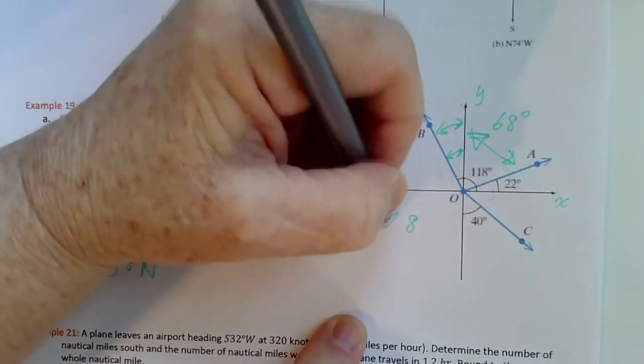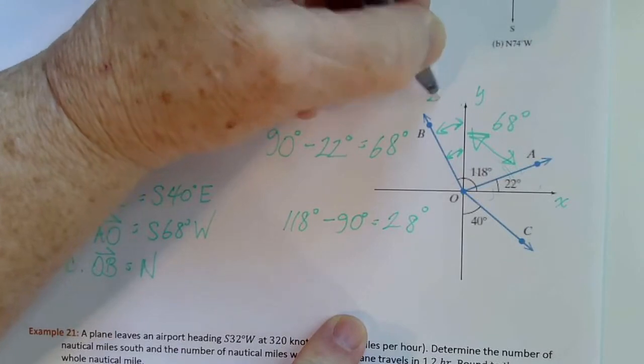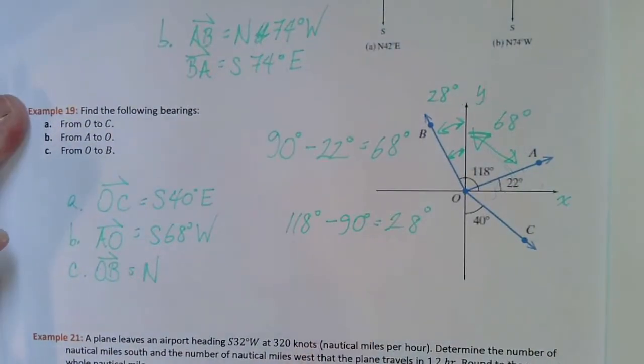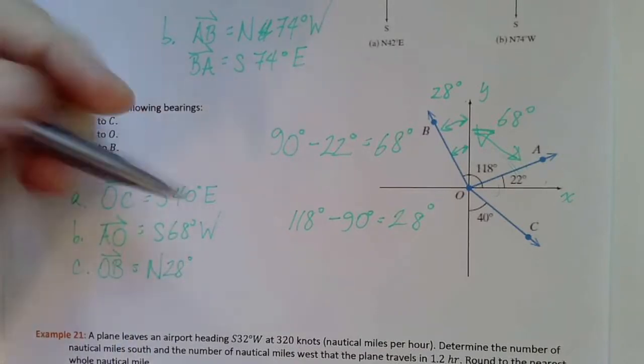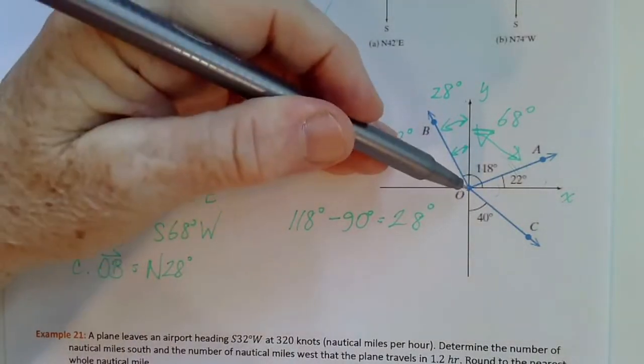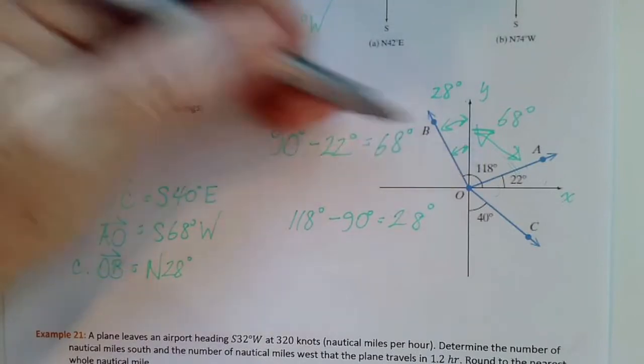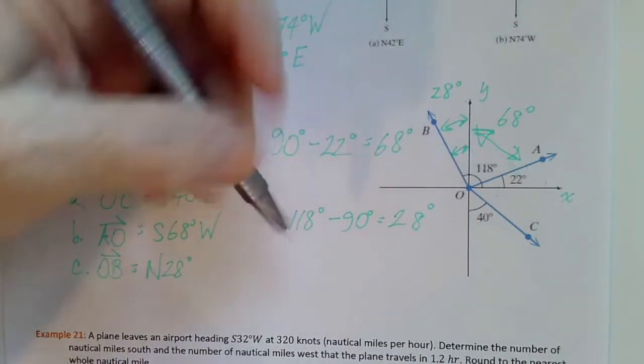11 minus 9 is 2. So this small inside angle is 28 degrees. So north, 28 degrees. From O to B is north. And we're going left, so west.